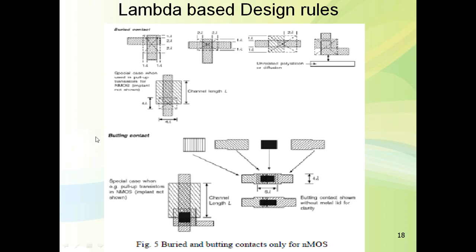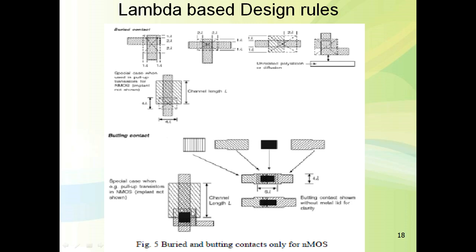In the buried contact, there is no connection using a metal layer. Here it is not a connection using metal. Here there is a direct connection between the poly and diffusion. In between, the thin oxide layer is removed, and there will be a contact cut of 2 lambda by 2 lambda, where this is the diffusion layer and this is the poly layer.